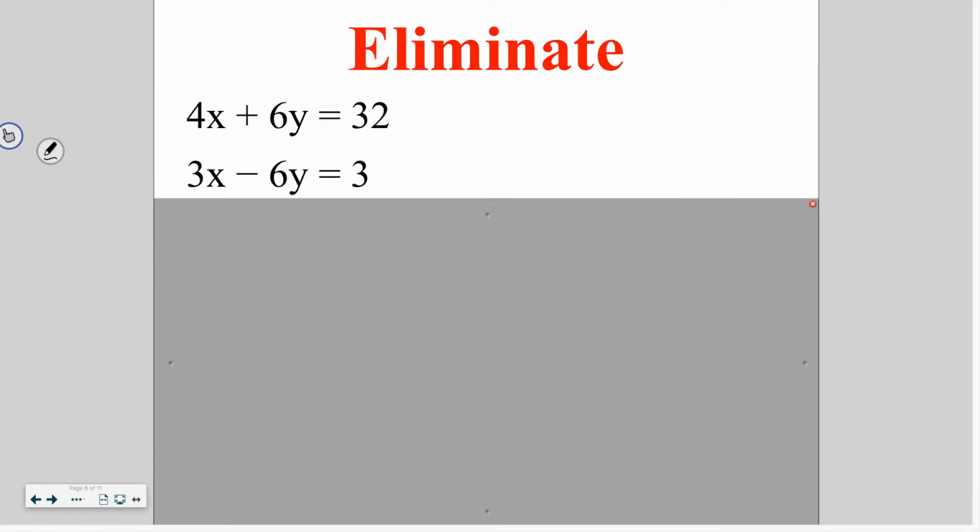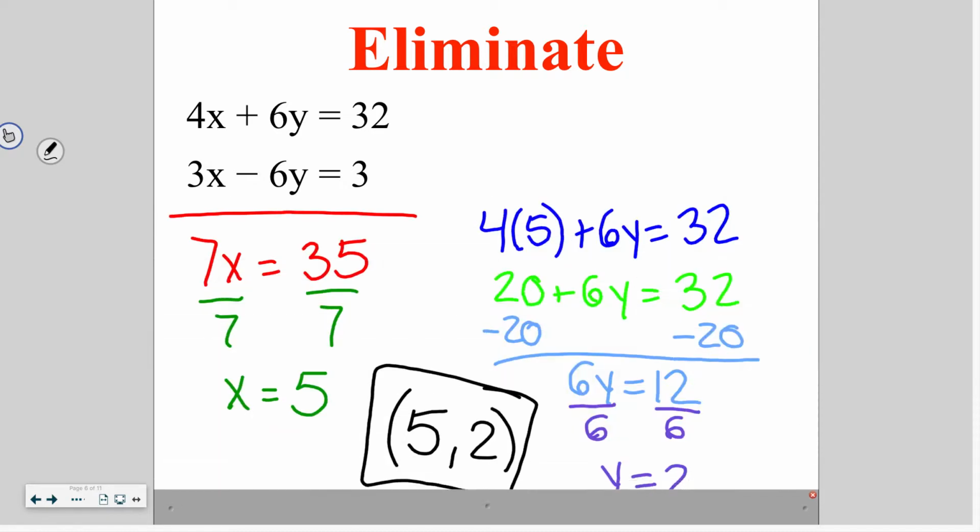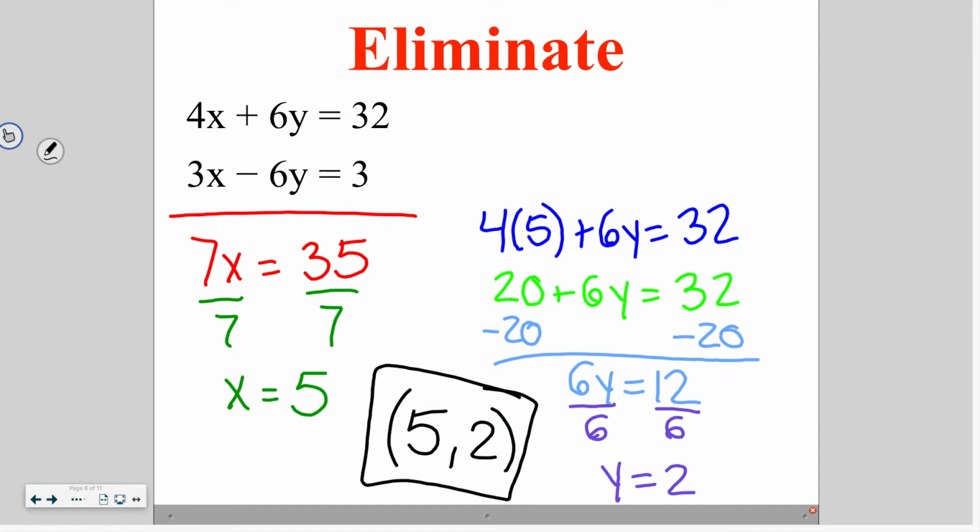Go ahead and try this one on your own, deciding adding or subtracting, and then proceeding from there. This one should be addition. In order to get rid of positive 6 and negative 6, you need to add those together. So we add it up and we get 7x is equal to 35, giving us x is equal to 5. Plugging that back in, we get y is equal to 2 for an answer of 5, 2.